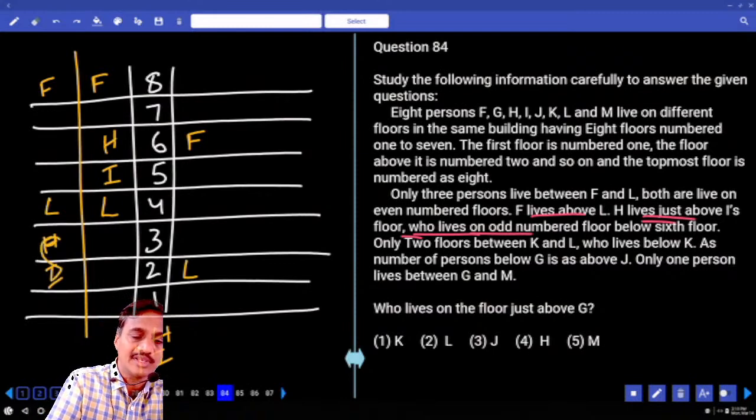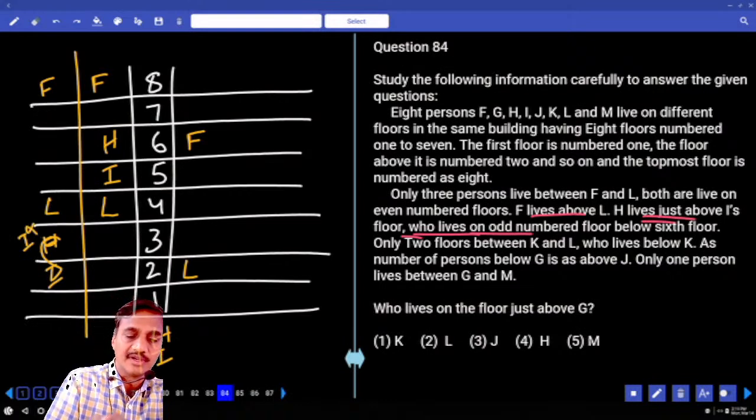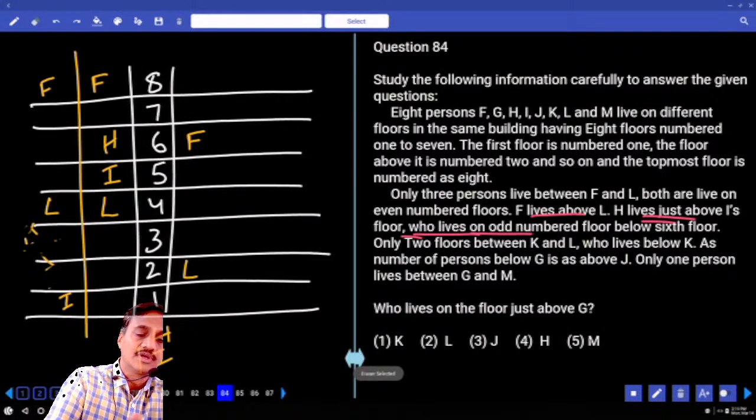Here, can we have I at this place? Is there a chance for I to be here? No. Next one. And can we have I at this place? Can I be here? Yes. I and H can be on the first and the second floor. I is on the first floor and H is on the second floor.